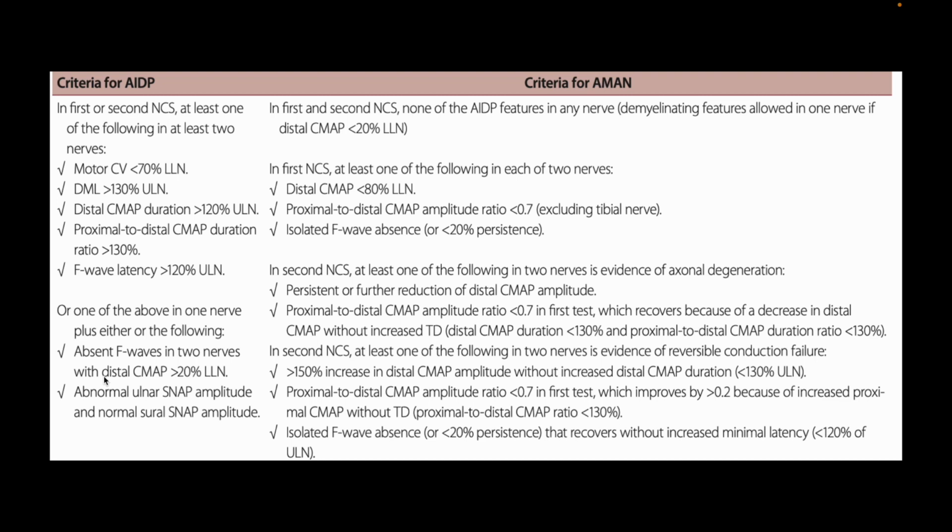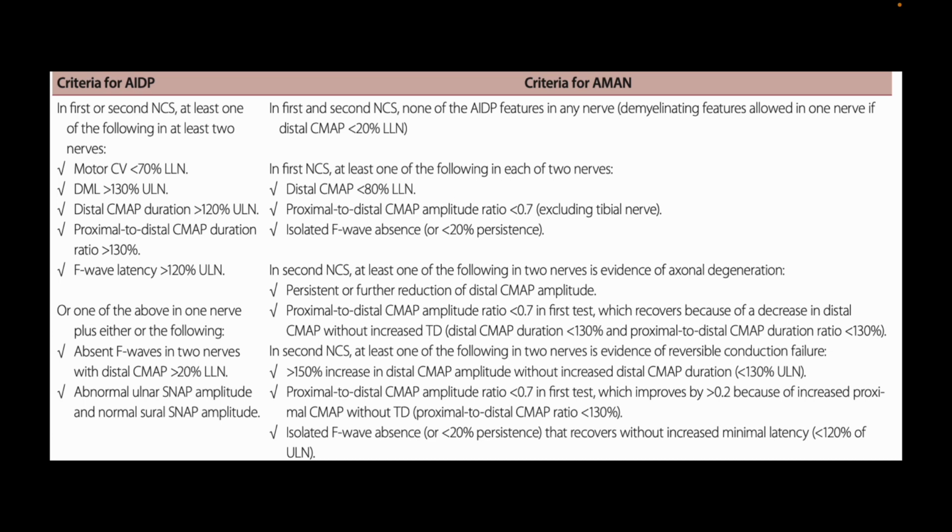Some nerves are getting more affected, which is a characteristic feature of GB syndrome. So the next is the AMAN, where in the first and second NCS you see no features of any demyelination, and in the first NCS you find indicators of axonal injury, like distal CMAP of less than 80% of the lower limit of normal, suggesting there is some axonal loss. Proximal to distal CMAP amplitude less than 0.7, indicating disproportionate loss of signal amplitude in more proximal segments of the nerve, which is typical of axonal loss.